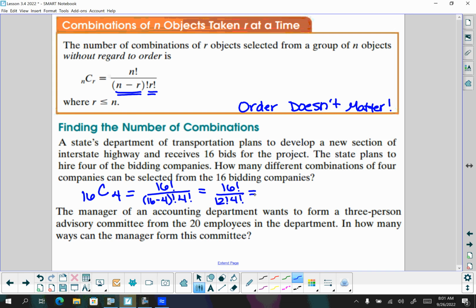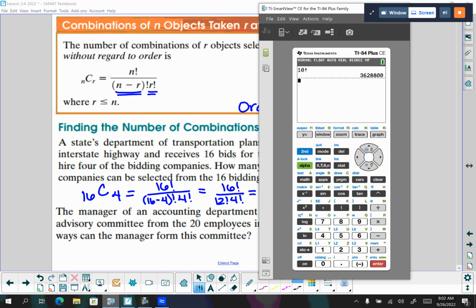Let's see, my numerator is huge. Actually, I'm not even going to type it in. I'll just show you right now how we can do the shortcut. This is why we don't type it in. So I put in 16 factorial, and it's like 2.09 times 10 to the 13th power. It's not pretty to write down and try to simplify.